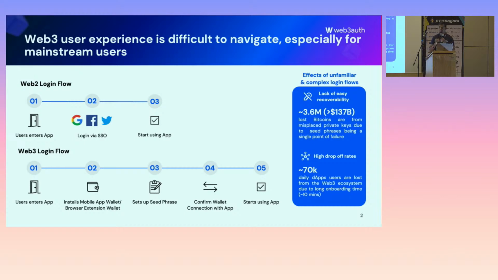And there's no easy recoverability. If the user forgets the seed phrase or doesn't secure it for whatever reason, a lot of keys are lost. Nearly 3.6 million Bitcoins are lost from misplaced private keys, and seed phrases are the single point of failure in this case. For many applications built on Web3, there is a very high drop-off rate. Nearly 70,000 daily dApp users are lost from the Web3 ecosystem due to the long onboarding time.